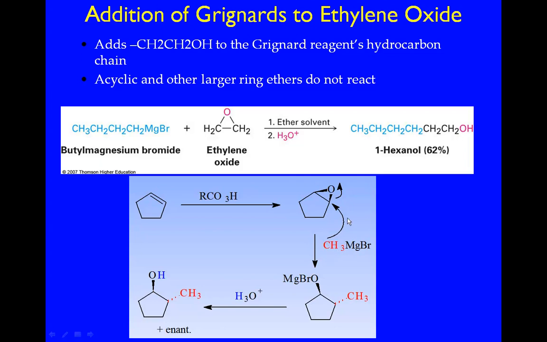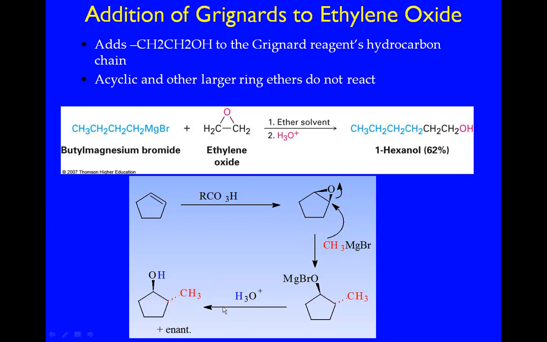So anyhow, let's attack it here, and then the electrons are moved into oxygen. That forms the magnesium oxide, and the methyl group is coming from the opposite face to this epoxide. So that's what you need to remember. The leaving group and the incoming group are on different planes, so you get trans alcohol.